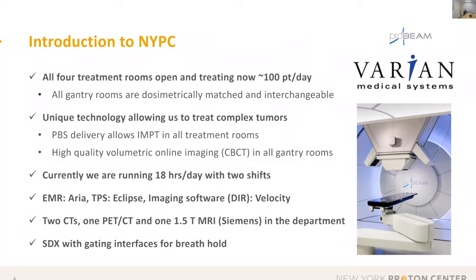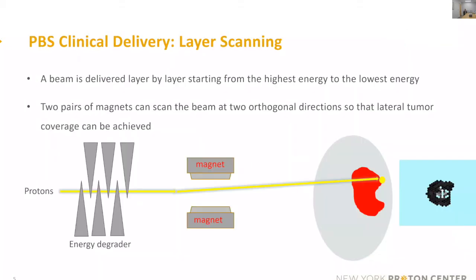But in addition to the advanced motion management abilities that we have, we also utilize the most state-of-the-art proton technology with pencil beam scanning in all of our treatment rooms. And that is utilized with, again, complete high quality CBCT and KV imaging in all of our gantry rooms. You can see a little bit about the layout with respect to treatment planning systems, electronic medical systems, and ancillary technologies such as CT, PET, and MR.